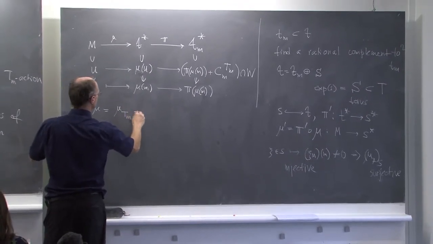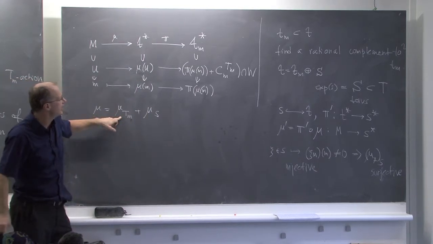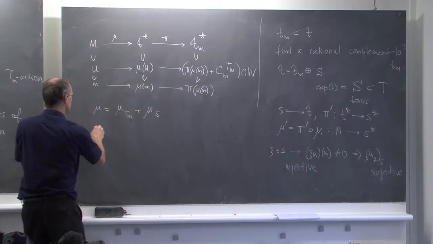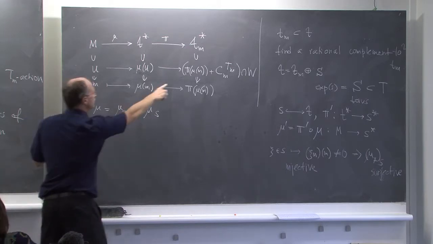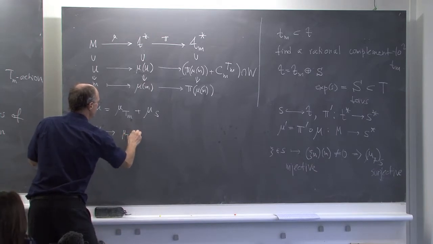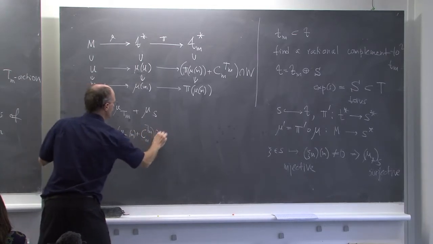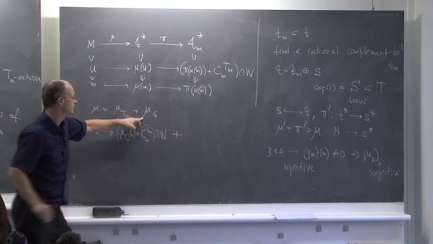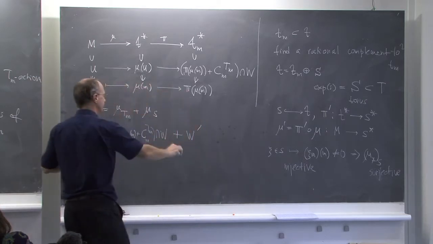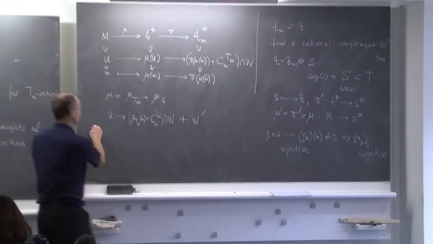mu Tm plus mu S. We know that the small neighborhood is mapped by mu Tm to this funny, complicated thing. So U is mapped to this mu Tm of M plus CM intersection with this guy. Plus, but this guy maps it just to a ball, to some neighborhood of a point. So now how is it going to look like?